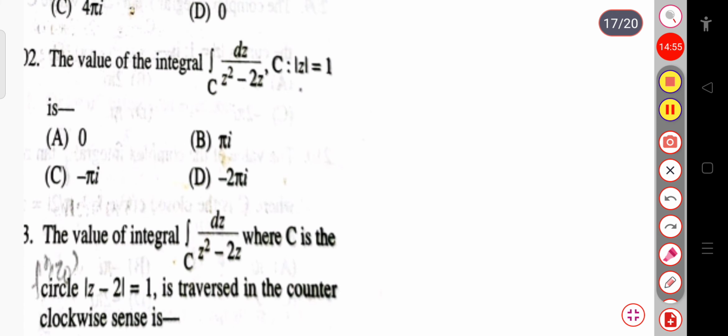The value of the integral of dz divided by z square minus 2z, over mod z equal to 1.